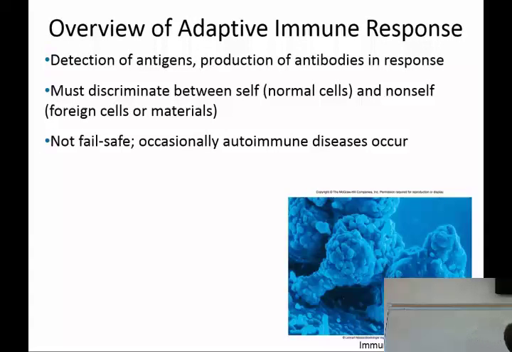So there's a couple of components to the adaptive immune response. You've got to detect antigens. You've got to make antibodies. You have to have a way to discriminate between yourself, normal cells, and foreign cells. And it's not fail-safe, right? Because we know that sometimes we get allergic reactions, which really are our body responding to something as if it's really dangerous when it's not. Is pollen going to kill you? No. But we think it's going to kill you.